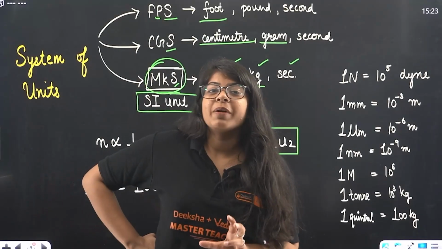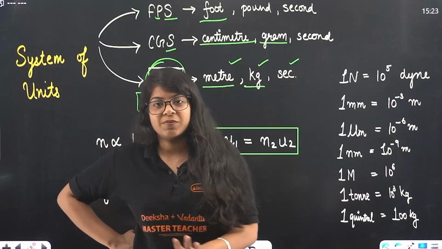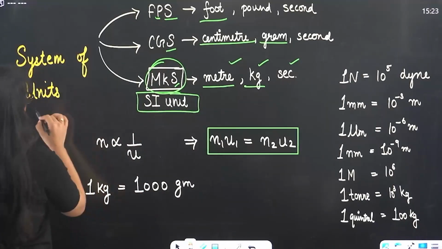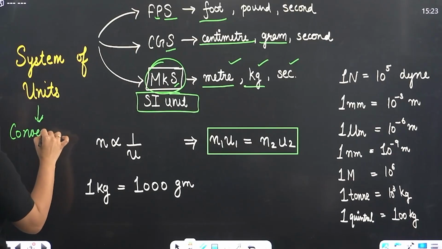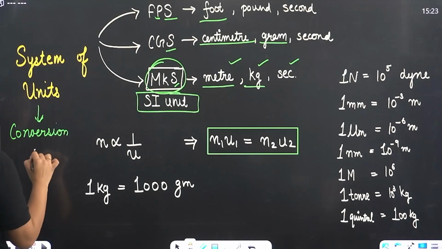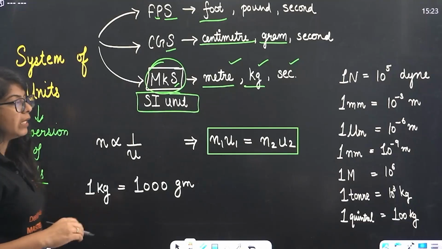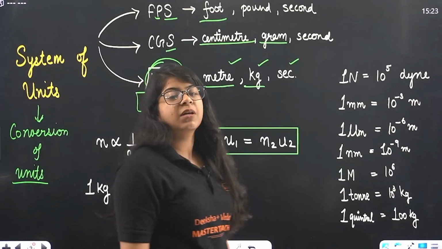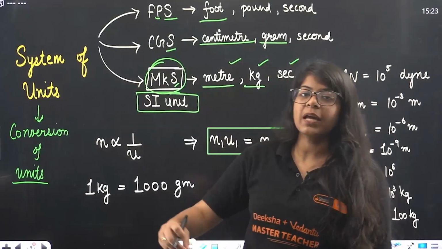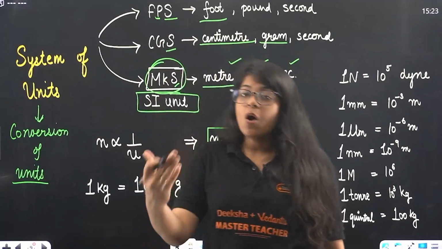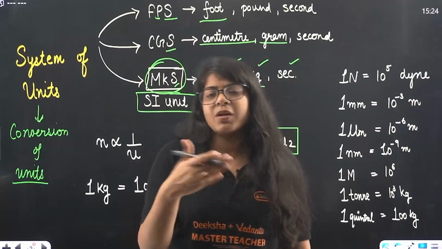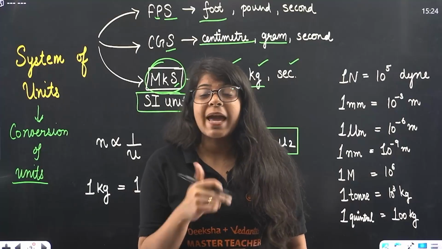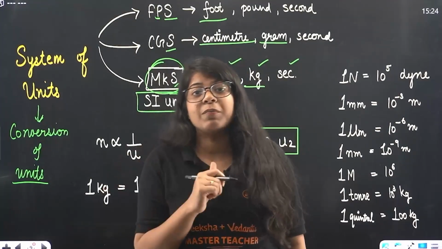This whole thing is called conversion of units. So after system of units, we will study conversion of units. That means how one unit can be converted into another: how kg can be converted into gram, how meter can be converted into kilometer, how hours can be converted into seconds. Can seconds be converted into meters? No. Can kg be converted into milliseconds? No.